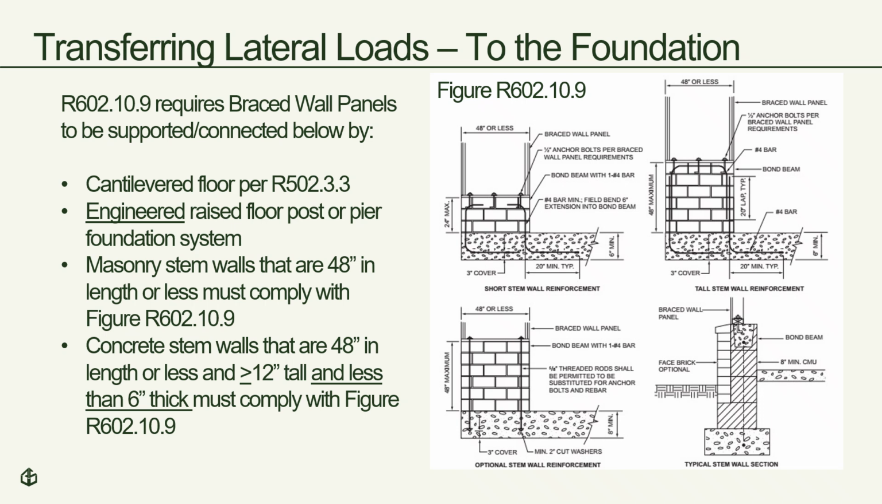Section R602.10.9 provides other specific situations that must be accounted for when transferring the brace wall panel loads to the ground. It recognizes all post and pier foundations must be engineered. Masonry stem walls that are less than 48 inches long must have specific reinforcement per figure R602.10.9. Concrete stem walls that are less than 6 inches thick, taller than 12 inches, and less than 48 inches in length must also have the reinforcement per the figure. These reinforcement requirements are in addition to what is required per the foundation provisions in Chapter 4 of the IRC.